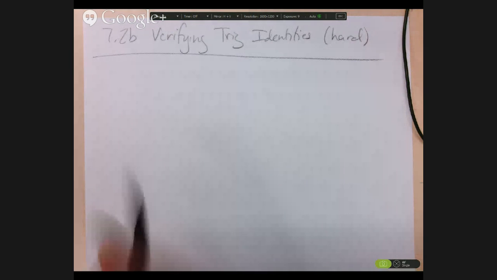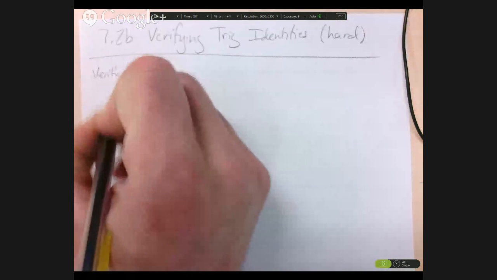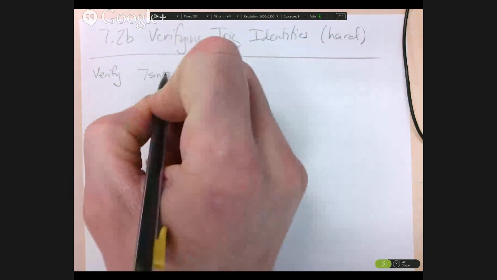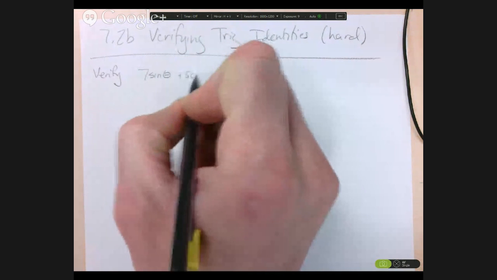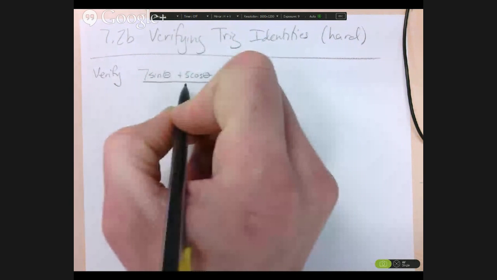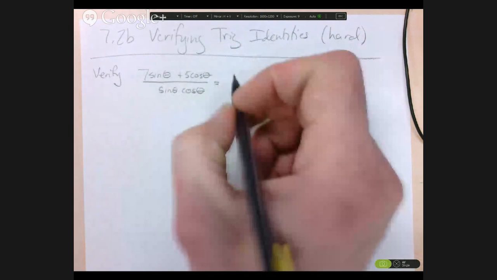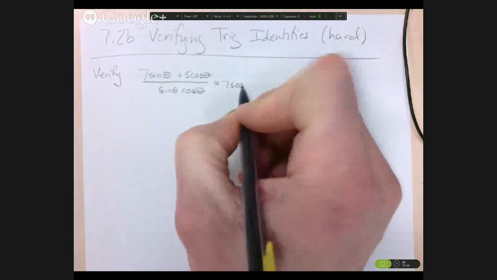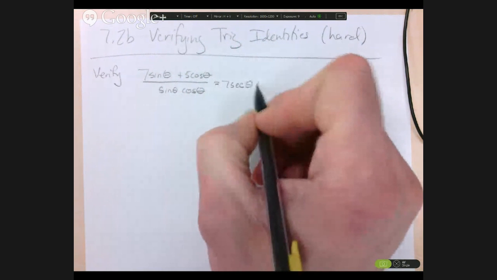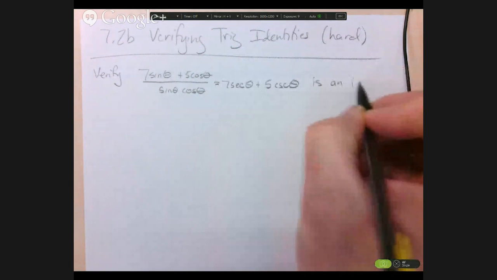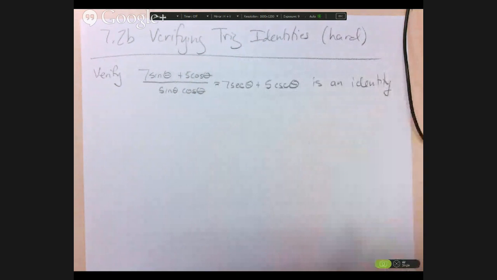We're going to verify. Notice I'm writing in pencil, which is very unusual. 7 sine theta plus 5 cosine theta over sine theta cosine theta equals secant theta. Okay, so we're going to verify that's an identity. Yeah, kind of ugly.